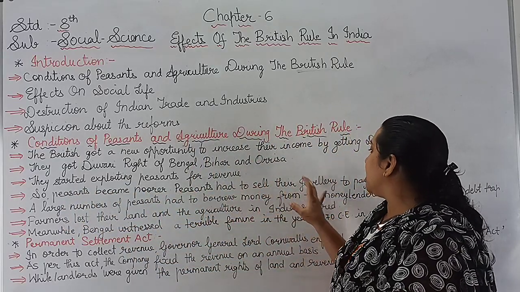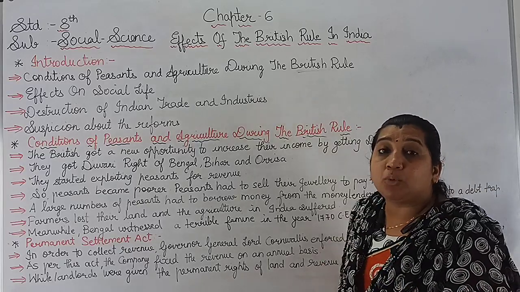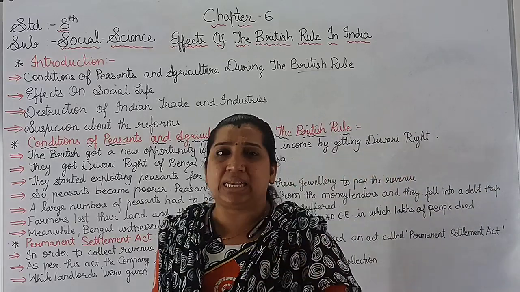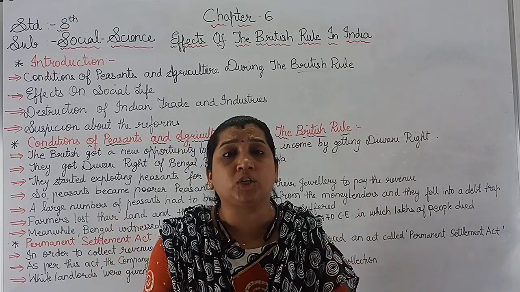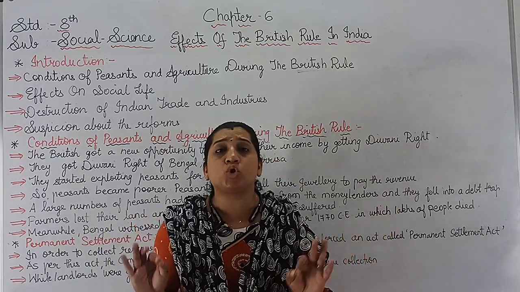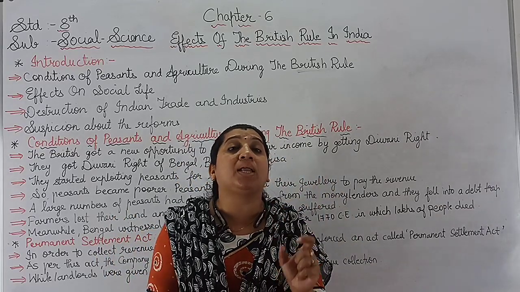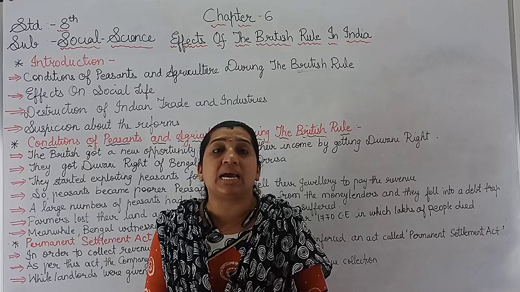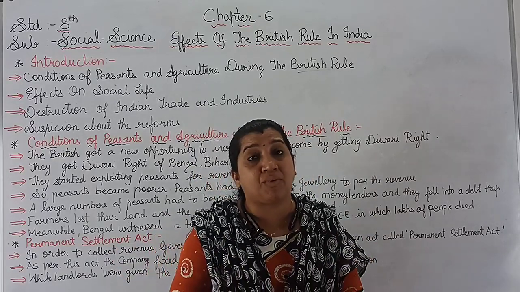Peasants had to sell their jewelry to pay the revenue, and if they were not able to pay the taxes, there was a rule in the Diwani right made by the British East India Company. This Diwani right was specially made by the British East India Company to exploit more and more farmers from our country India.